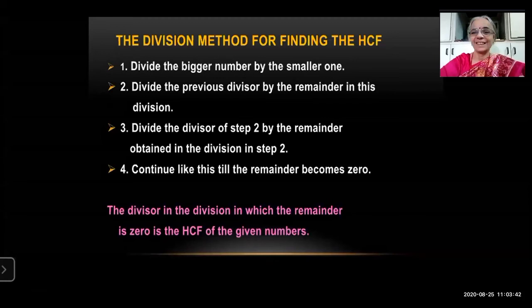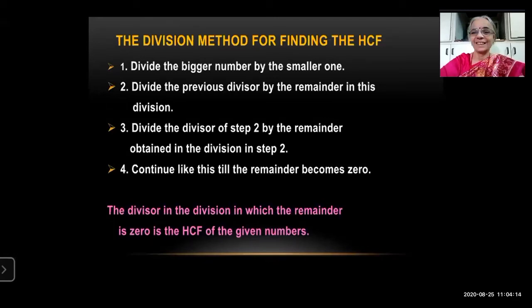Again, think first. Two numbers are given. Suppose 25 and 6. These two numbers are given. So which is the biggest number? 25. So just divide 25 by 6. The answer is 6 4s are 24 and the remainder is 1.